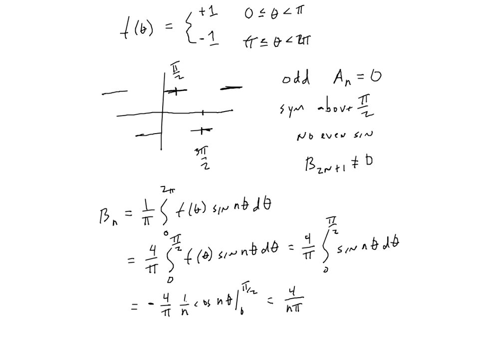So the coefficient is just going to be 4 over n pi. And so now all we have to do is say that our function f of theta is equal to 4 over pi times the sine of theta plus sine of 3 theta over 3 plus sine of 5 theta over 5, etc. And that's our series.